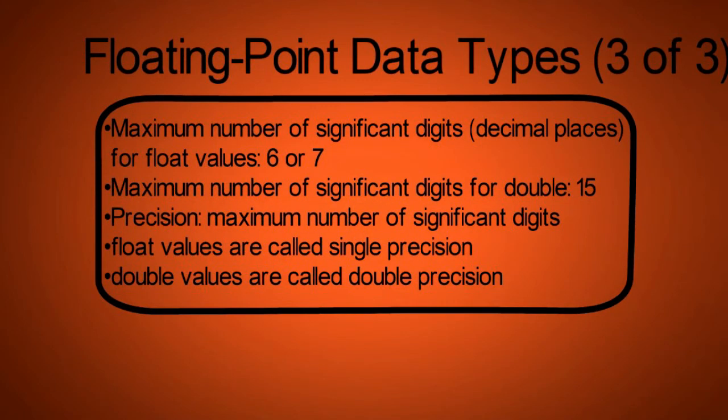Floating point data types. The maximum number of significant digits, decimal places, for float values is 6 or 7. The maximum number of significant digits for double is 15. Precision: the maximum number of significant digits. Float values are called single precision. Double values are called double precision.